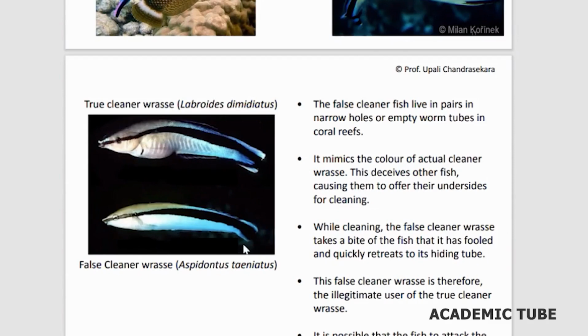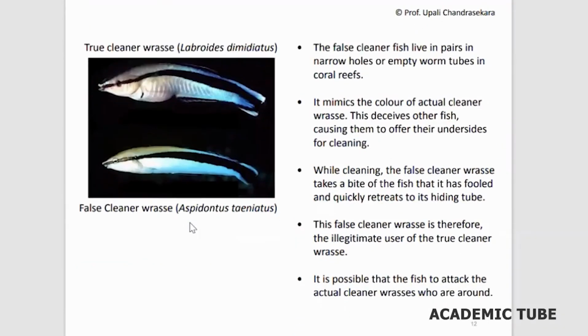Why do I say that? Because they also pretend that they are the doctors in the sea. So the cleaning-needed large fishes go closer to them as well. So like the actual cleaner fishes, the false cleaner fishes also come closer to the big fishes, pretend to be cleaning, but instantly they will remove a chunk of the flesh of those large fishes and dart away into the hiding places.